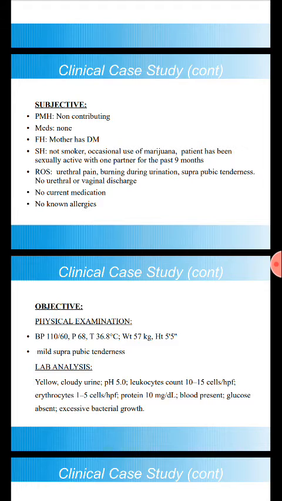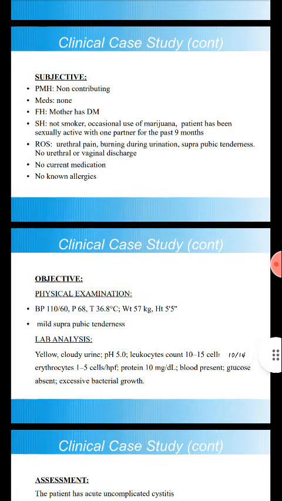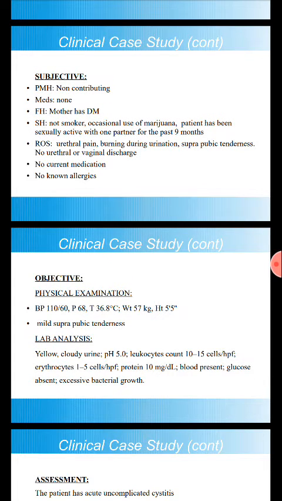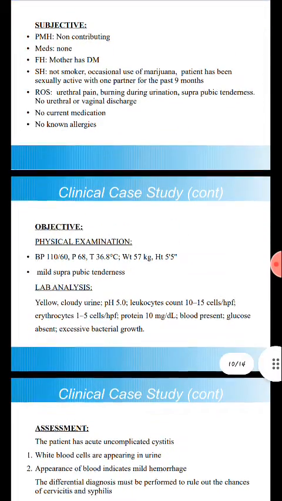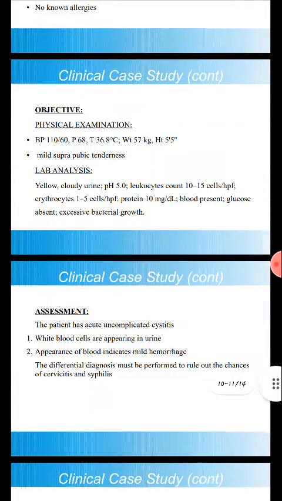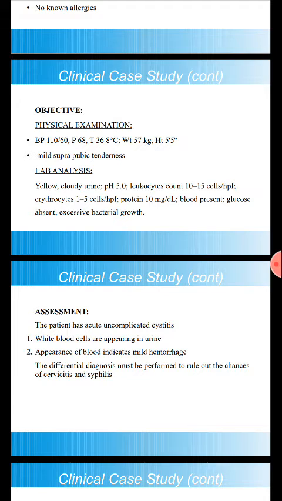The presentation of the symptoms is urethral pain, burning during urination that she is complaining of, and suprapubic tenderness, and there is no urethral or vaginal discharge. There is no current medication that she is taking, and she has no known allergies with any drug or any other food content. The objective, we took the physical examination.